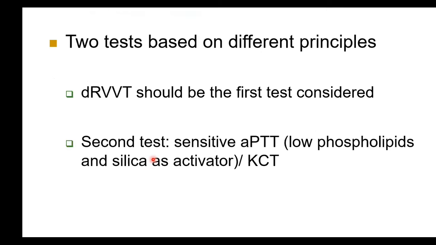So the recommendation is two tests based on different principles, and DRVVT, by consensus of all regulatory bodies, should be the first test done to screen patients for lupus anticoagulant, and then the second test should follow, which is sensitivity to low phospholipids or silica activator, or KCT.